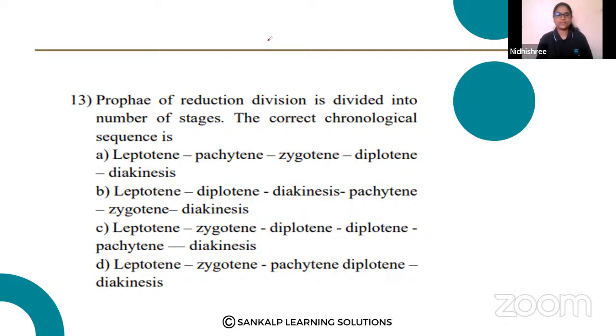Gurusid option A, Parvati option D. Chaitra option D. The right answer is option D. So this is regarding the questions of cell cycle and cell division. Fine. Let us proceed to the 5-star question of cell cycle, cell division.